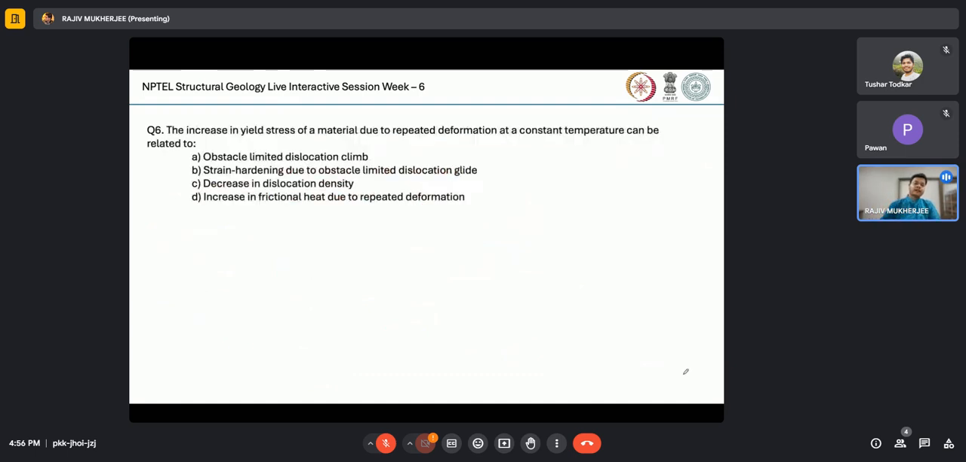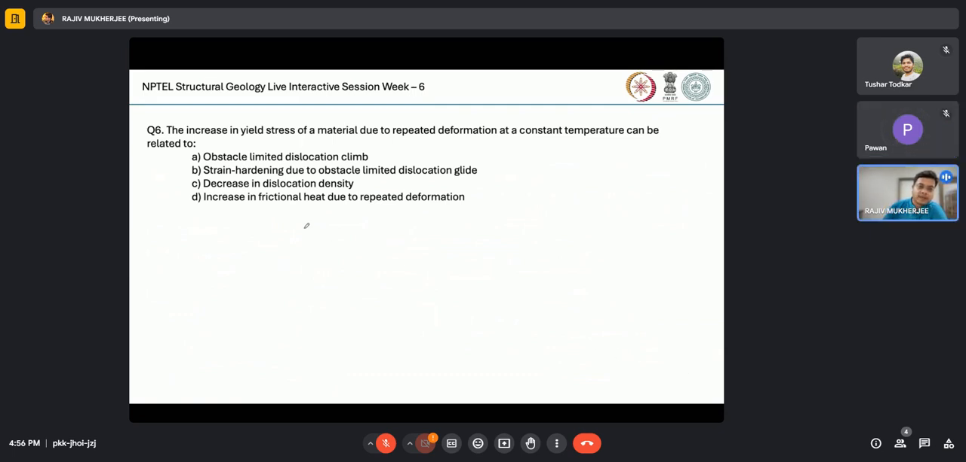Okay, moving on to the next question. It says that the increase in yield stress of a material due to repeated deformation at a constant temperature can be related to: option A, obstacle limited dislocation climb; option B, strain hardening due to obstacle limited dislocation glide; option C, decrease in dislocation density; and option D, increase in frictional heat due to repeated deformation. The answer will be B, strain hardening due to obstacle limited dislocation glide.